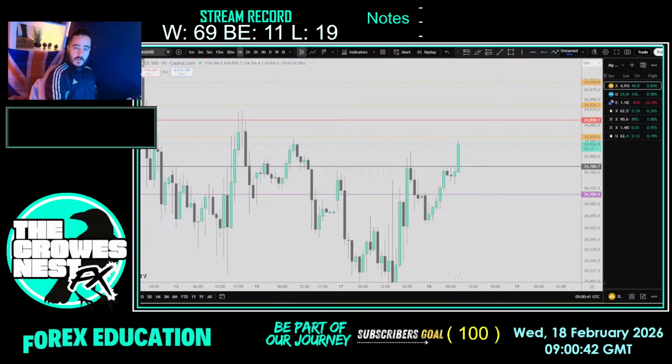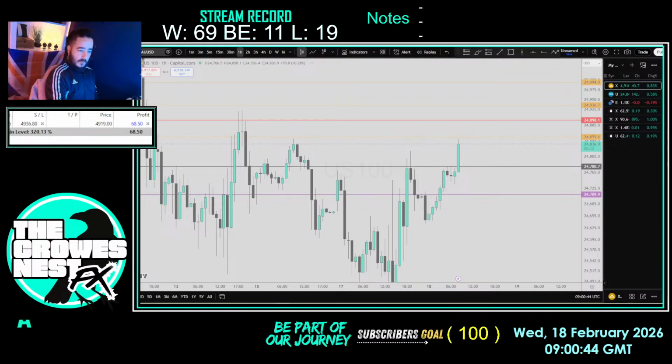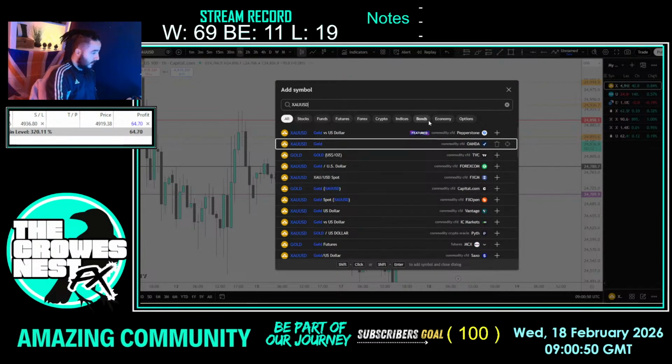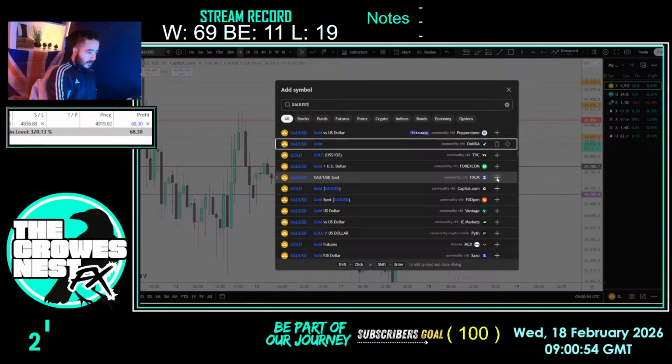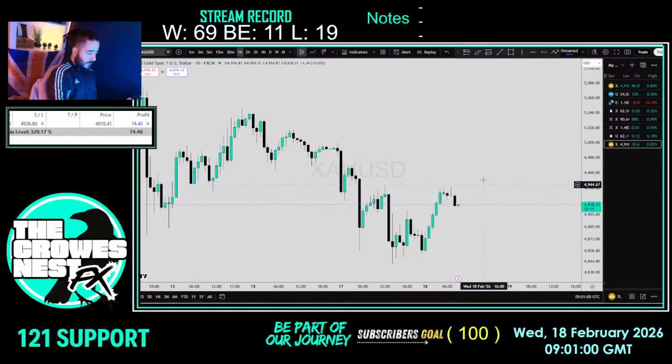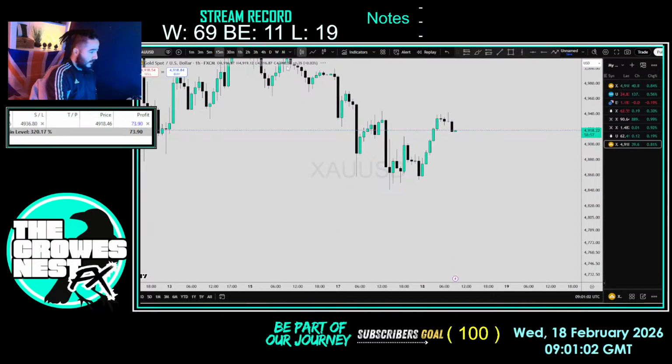Okay, let me try a different gold one then. They're a bit behind the futures ones. They're like 10 minutes behind. Where's FXCM? Let's try this one. Gotta do my markup so I don't know.